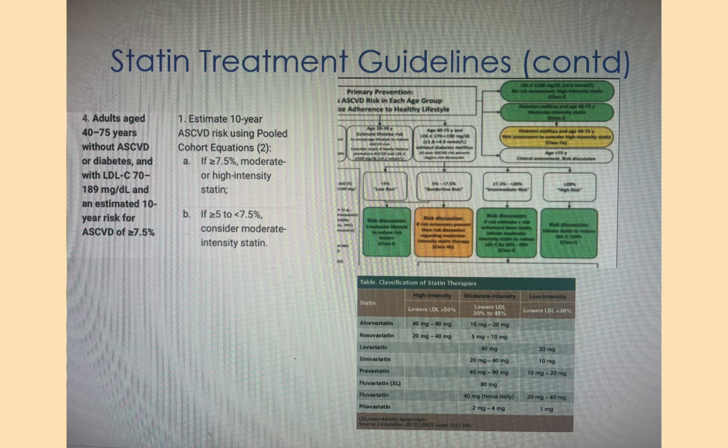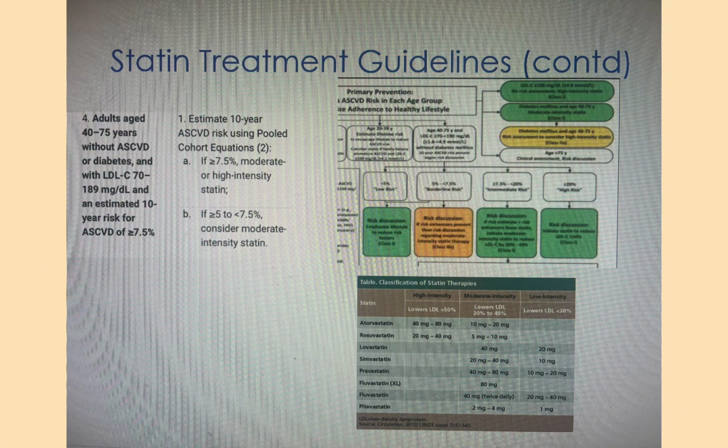In that case, if the 10-year ASCVD risk is greater than 7.5%, consider high intensity statin, otherwise moderate intensity statin. So in that group, the risk assessment is only to decide between high intensity and moderate intensity statin. Anyway, that group, diabetic with no ASCVD and LDL 70 to 189, definitely needs a statin.